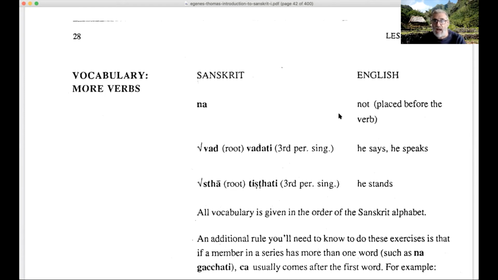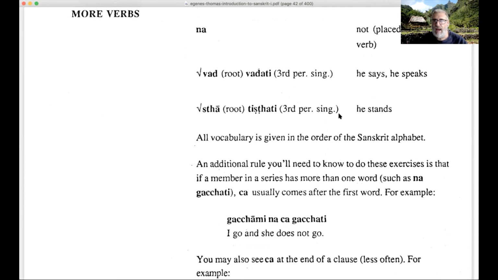If I say vadami, it means I speak. If I say na vadami, it means I do not speak. Yeah, exactly. So that's how we use na. Na or ma comes right before the verb. Now we have some more verbs because we know verbs. So let's learn some more verbs.